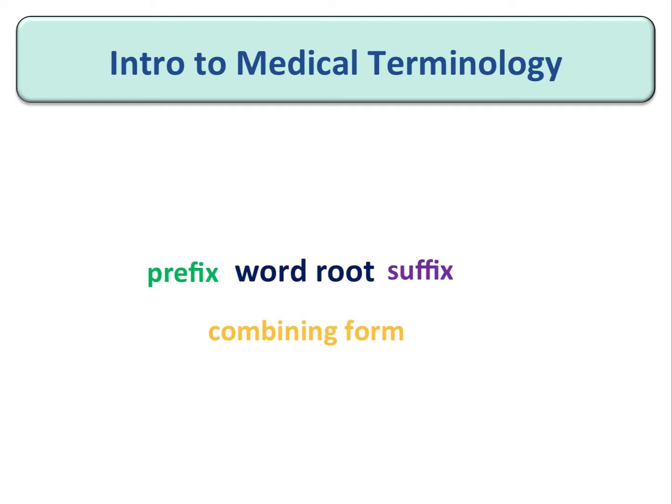The prefix is the word element located at the beginning of a word. It usually indicates a number, a time, a position, or a negation. A negation is something that means without or an absence of.